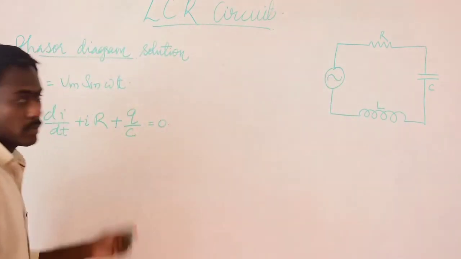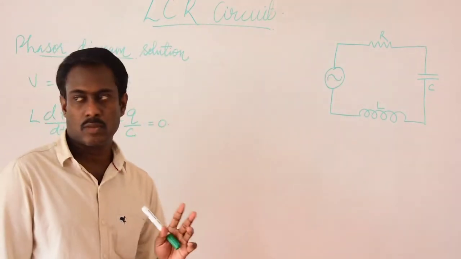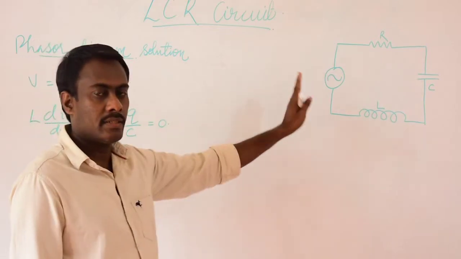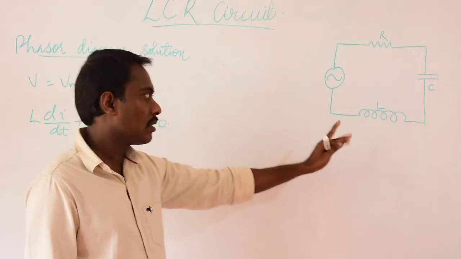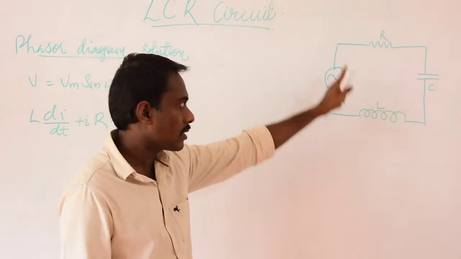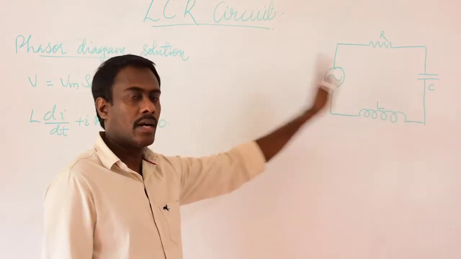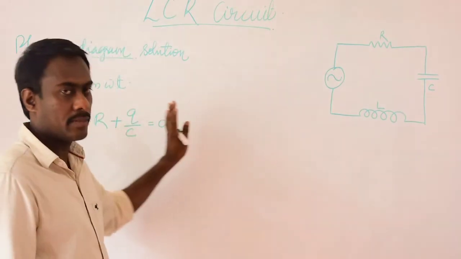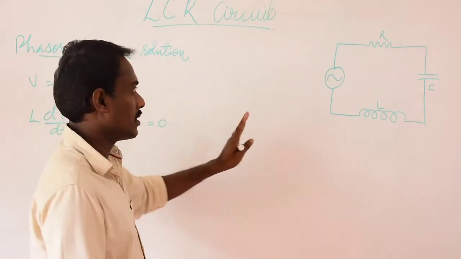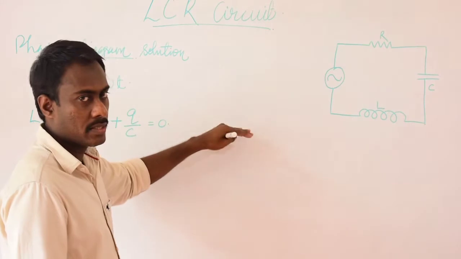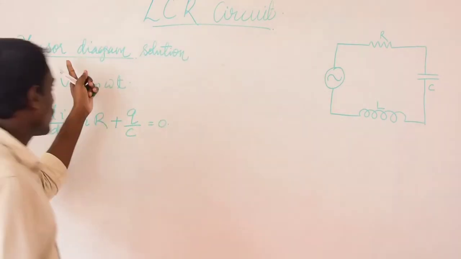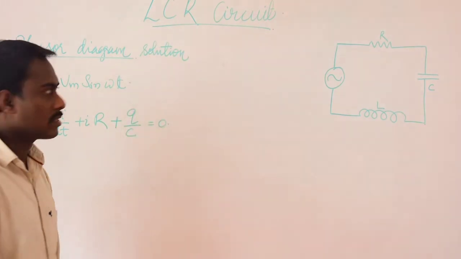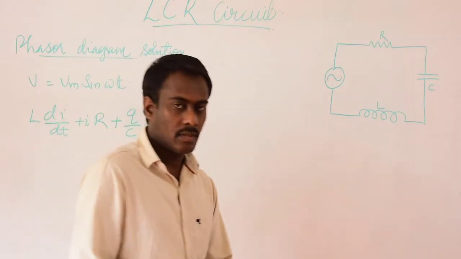This problem can be solved in two different methods. One, by studying the phasor diagram of the applied voltages across the inductor, resistor and capacitor. And another method to study the relationship between current and voltage is the analytical method. First, the phasor diagram solution of this relationship between the voltage and current.